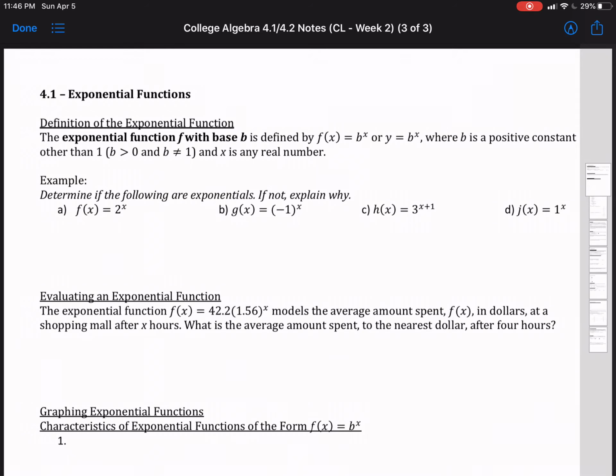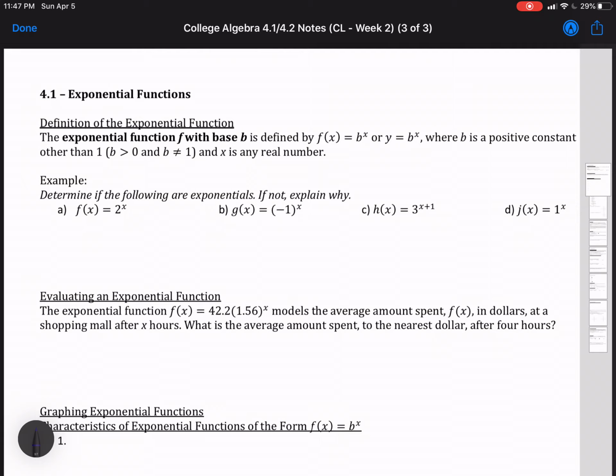Okay, so this week we're going to talk about 4.1 and 4.2. So 4.1 is exponential functions. The definition of an exponential function is: an exponential function f with base b is defined by the function f of x equals b to the x power, or y equals b to the x power, where b is a positive constant other than 1, meaning that b has to be greater than 0, and b cannot equal 1, and x is any real number.